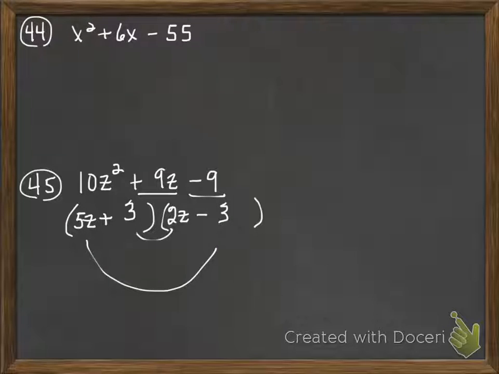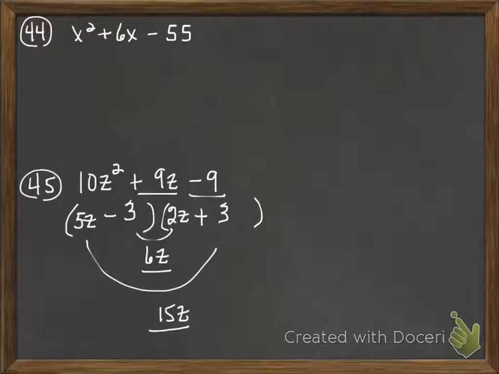So the outer terms multiply to be negative 15z, and the inner terms multiply to be 6z. And negative 15z and positive 6z combine to be a negative 9z. So we're really, really close. We just have to have a positive 9z. So if you combine your outer and your inner products and you get the opposite signs, that just means that you have to swap your plus and your minus and make it a minus and a plus.